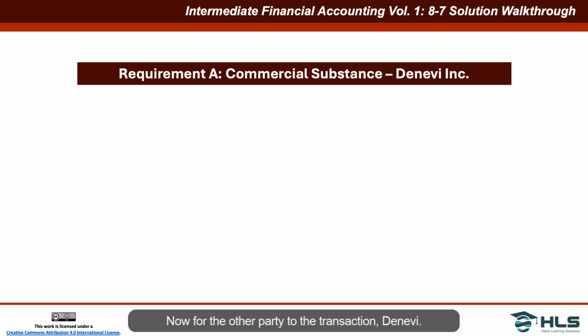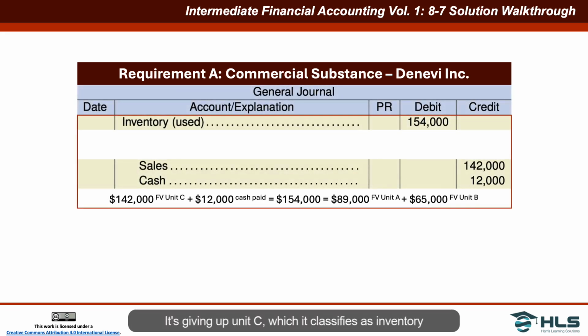Now for the other party to the transaction, Denevy. It's giving up Unit C, which it classifies as inventory, for units A and B, which will be classified as used inventory. In the situation of commercial substance, the value of the inventory received is equal to the fair value of the inventory given up, plus or minus any cash paid or received. For Denevy, the fair value of Unit C is $142,000, which is what Denevy could sell it for.